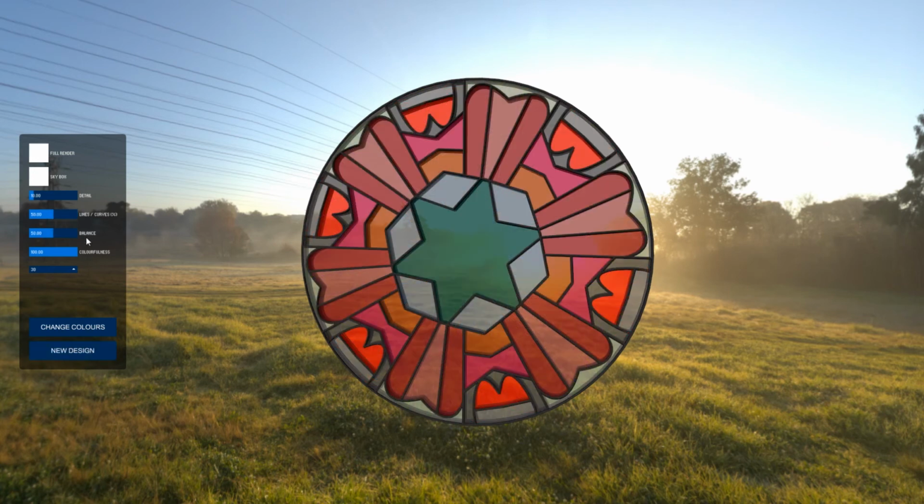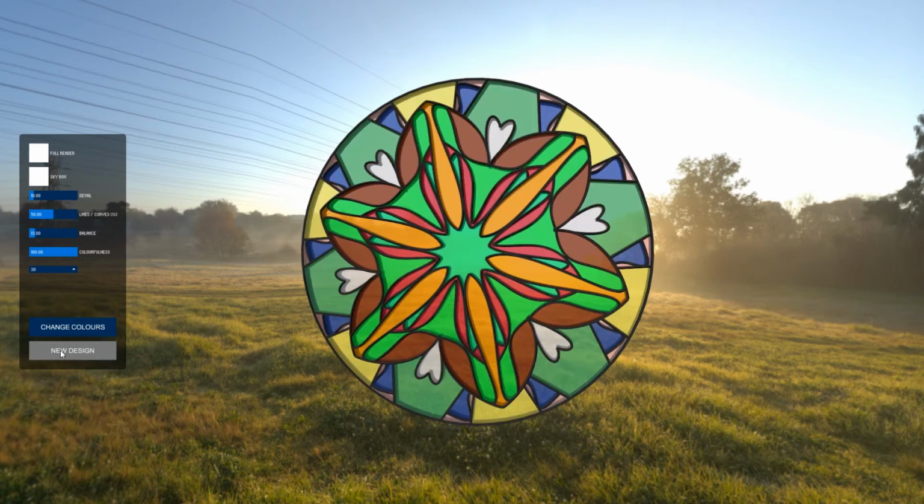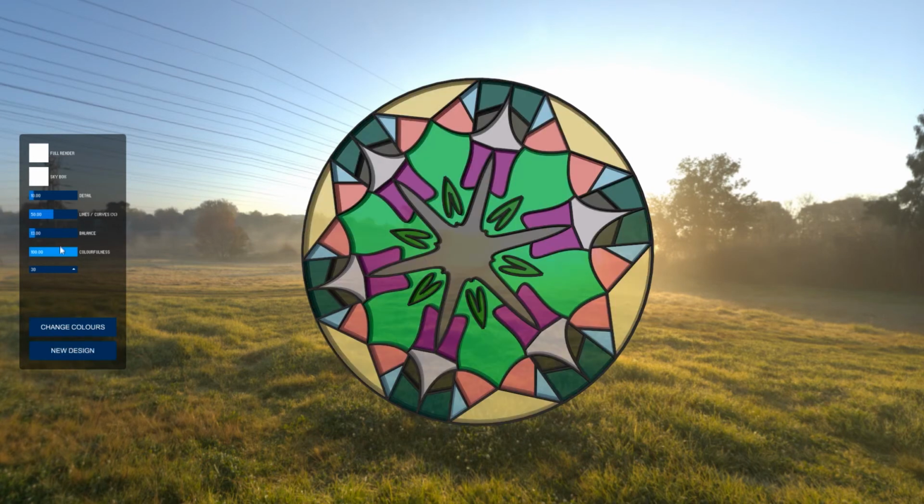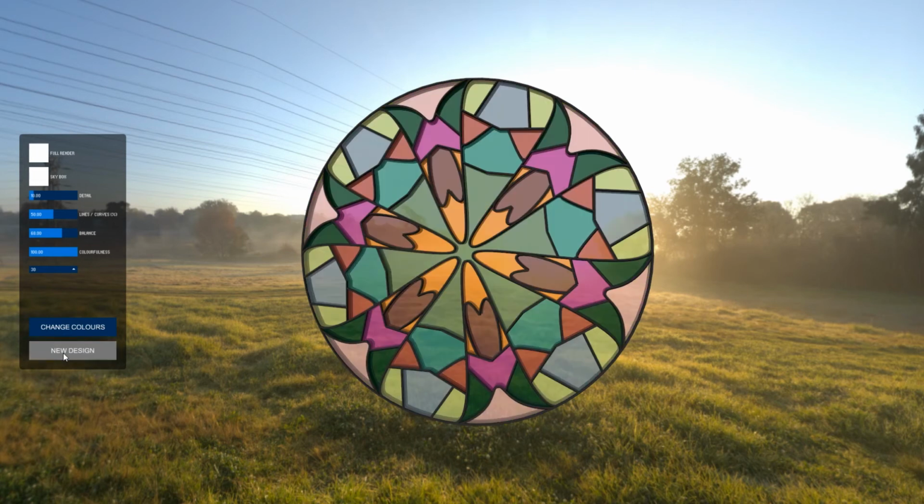A parameter, balance, sets the smallest possible size of a single shape on the design. The lower the value, the bigger the area difference will be between the smallest and largest shapes. The higher the value means that shapes will be approximately the same size.